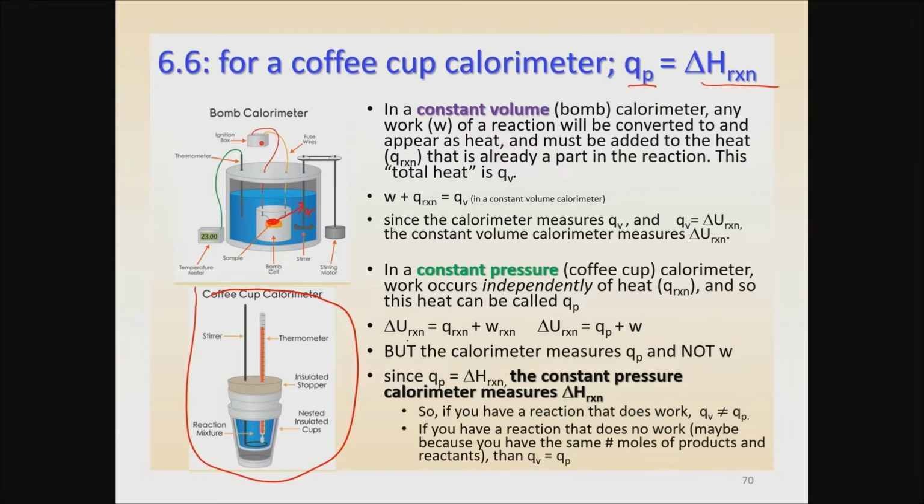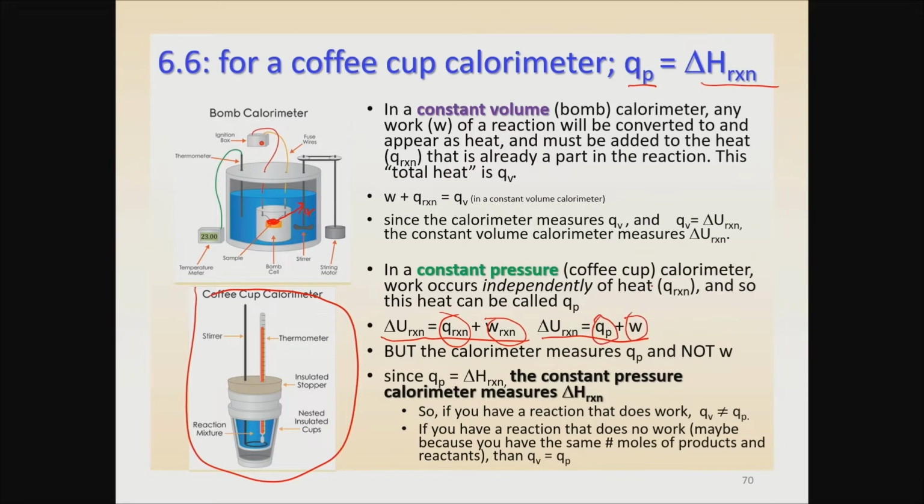And so here we have an equation that accounts for that, in that the total change of the internal energy of the reaction is just going to be equal to the heat of the reaction plus the work of the reaction. Now, here, the heat of the reaction is being done at constant pressure. And so we can rewrite this and say the total internal energy change of the reaction is equal to the heat at constant pressure plus the work.